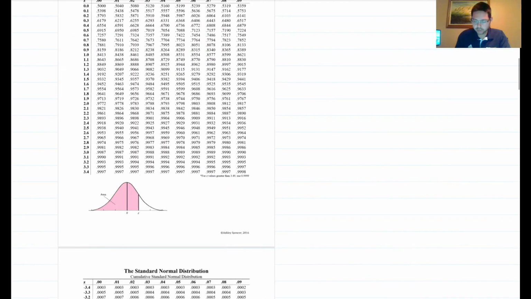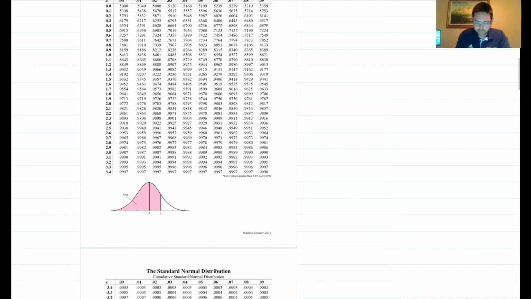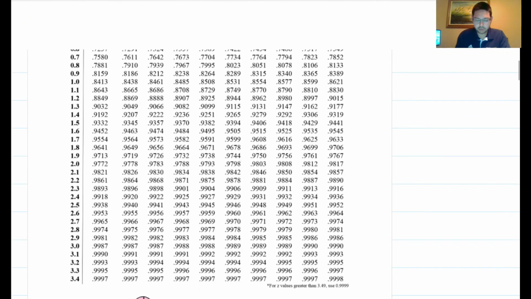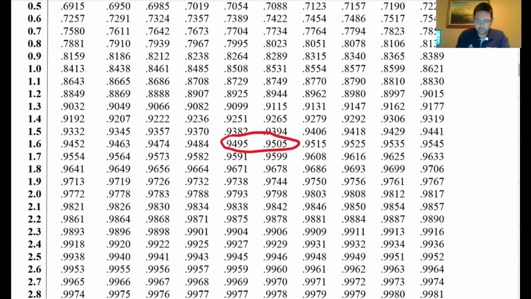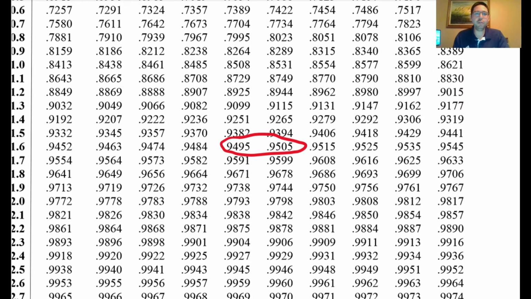So I need to get as close to 0.9500 as possible. So this means I'm going to look this up on the table. I'm going to look up 0.9500, not the z-score of 0.9500, the area of 0.9500. So the area that is closest to that is one of those two. Basically, either one of those two will suffice.